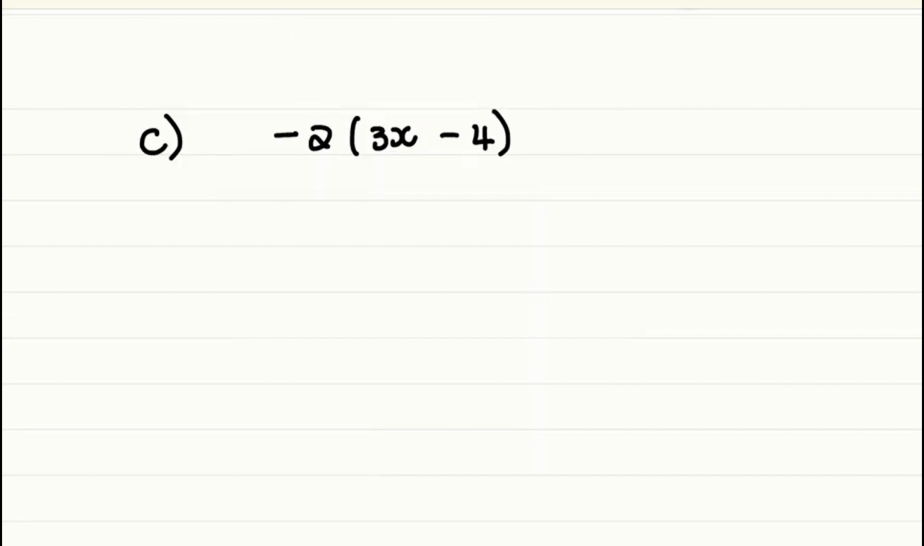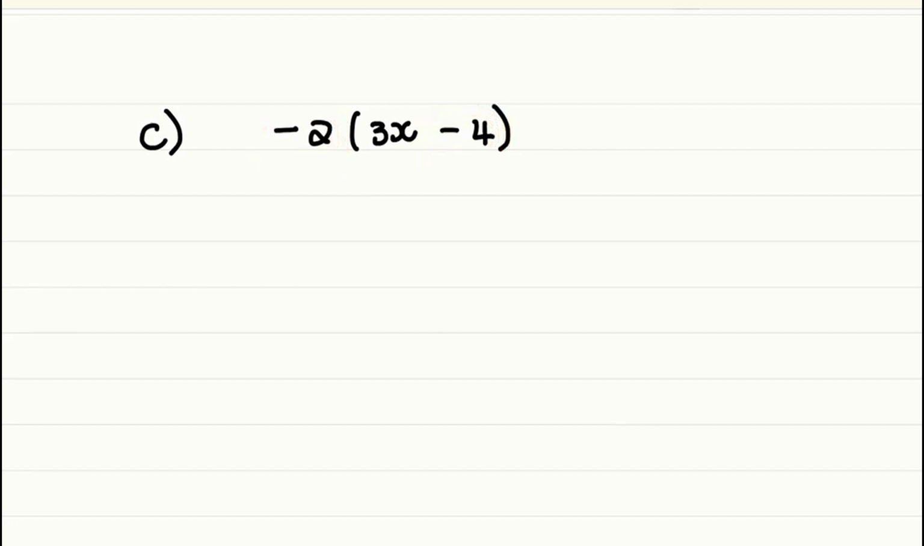In our third example, we have negative 2x multiplied with 3x minus 4. But notice we have a negative number in front and a negative number on the inside of our brackets. So first we will multiply negative 2 with positive 3x. So a negative number multiplied with a positive number will give us a negative answer.